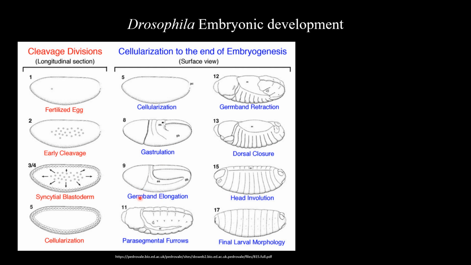And here there is a germ band elongation. So if you see here, the germ bands start getting longer. There you start forming all these parasegments. Then the germ band retracts. Then you see this structure is going to disappear. It's called the dorsal closure. This tissue is called the amnioserosa.